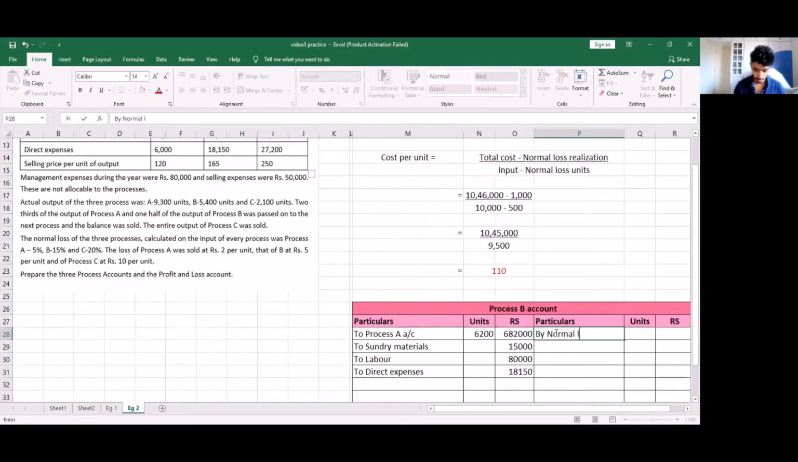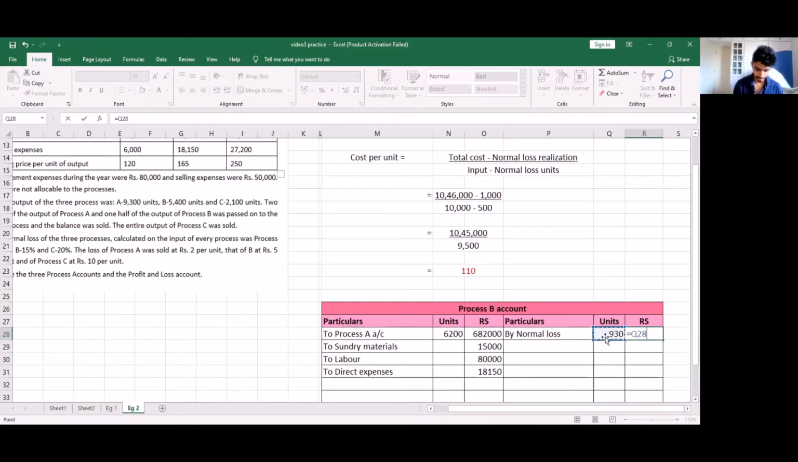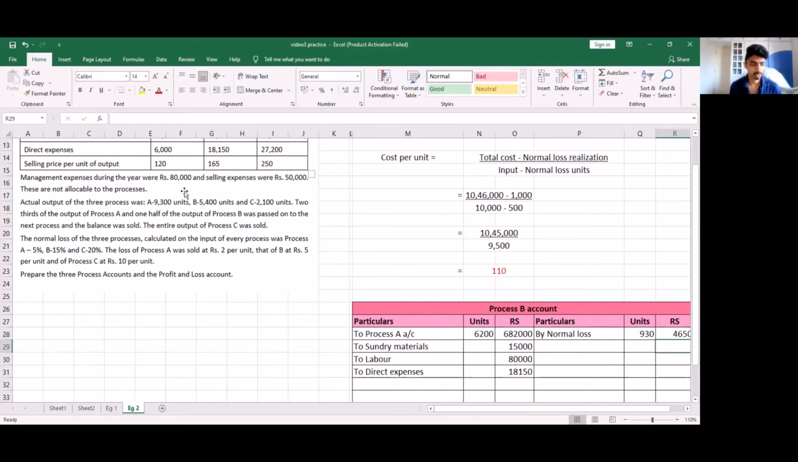Normal loss for process B is given as 15%. So this is going to be 15% of 6,200. We also know that the scrap or the loss of process B is sold at rupees 5 per unit. So to find normal loss realization, we're going to multiply 930 with 5 rupees. Similar to the previous process, we are now going to take our output. So output for process B is 5,400 units. And we know that half of the output for process B is passed on to the next process and the remaining is sold.